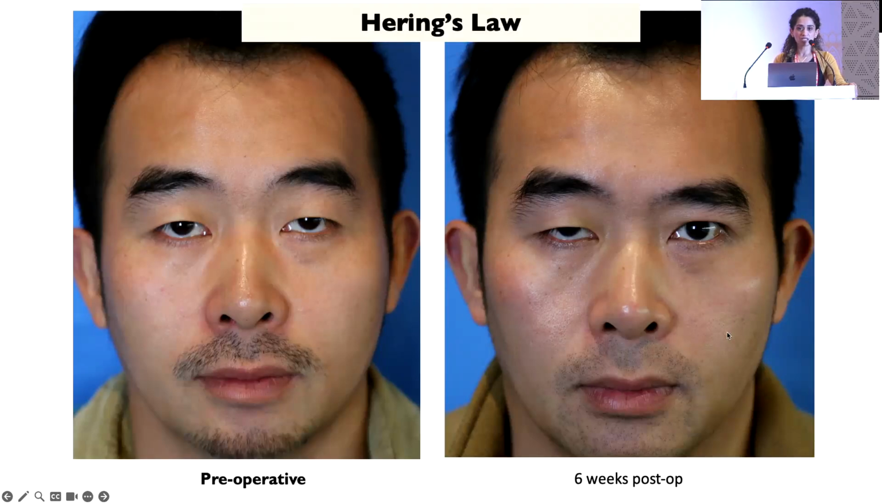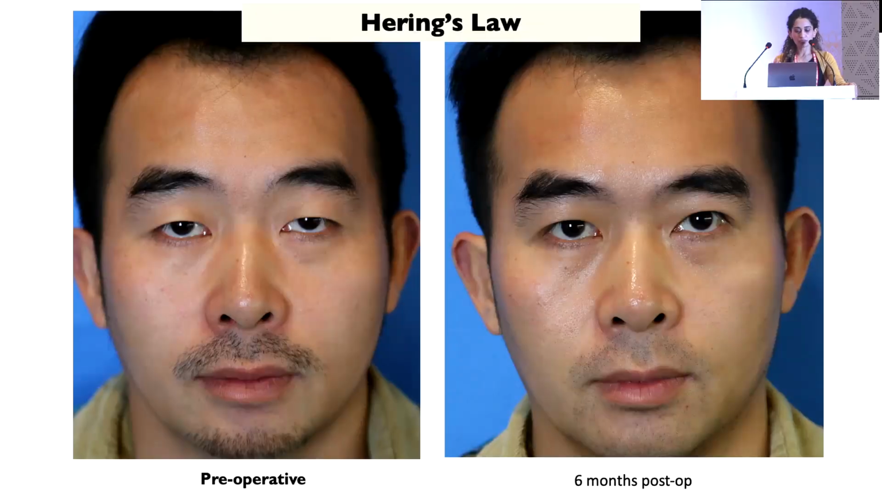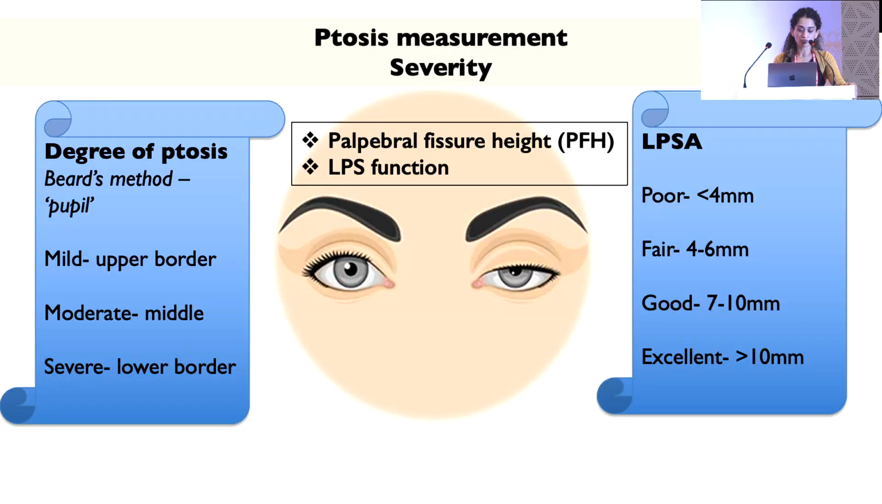This is 6 weeks post-op. The other eye dropped more down. But I had explained to him. I had already told him, so I was saved. All right? Then we had to do the other eye as well. And this is 6 months post-op. So Herring's is very, very important. All right? You should know about it.